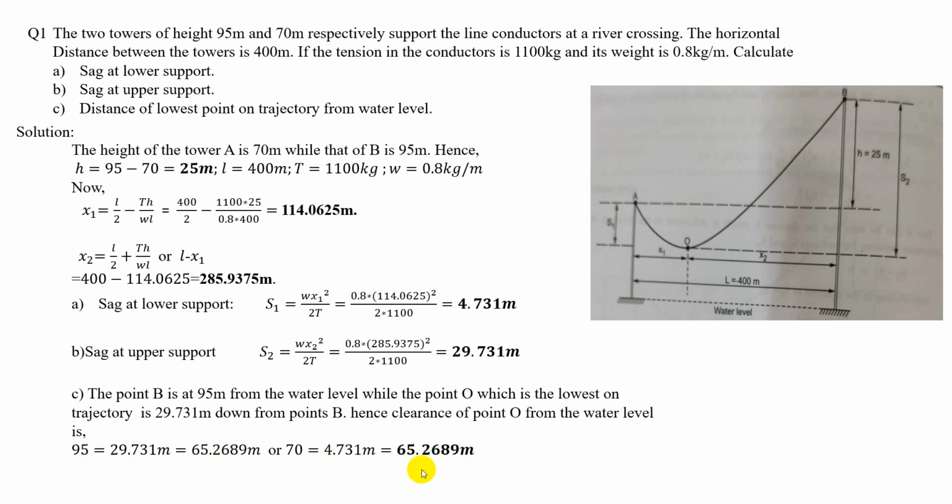So this is the sag at the lower support, the sag at the upper support, and the distance of the lowest point on the trajectory from the water level. I hope the students have understood the tower related problem with respect to unequal supports, when transmission conductors are placed at a river crossing area.